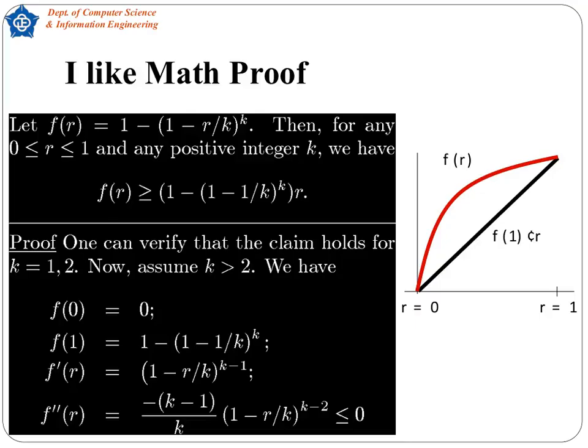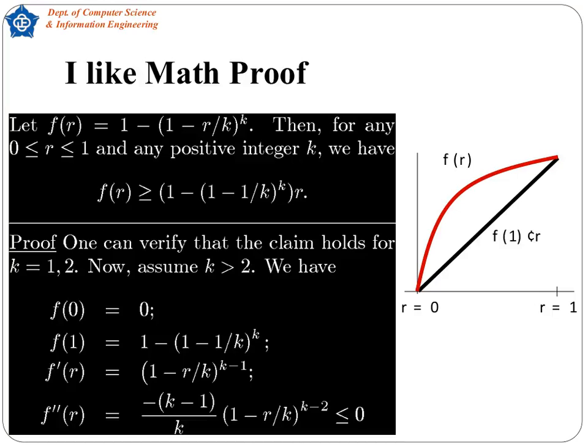f'(r) equals (1 - r/k)^(k-1), which is greater than or equal to 0, so f is non-decreasing on [0, 1]. f''(r) equals -((k-1)/k)(1 - r/k)^(k-2), which is less than or equal to 0, so f is concave. By concavity, the red curve f(r) must lie above the straight line joining (0, 0) to (1, f(1)), and that line is exactly y equals f(1)r. This elegant chord argument gives us the desired inequality in one simple step. On the right, the graph illustrates this beautifully. The red arc of f(r) arches above the black diagonal line y equals f(1)r, making the proof's core insight immediately clear.